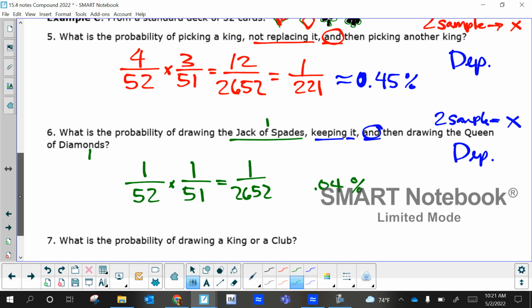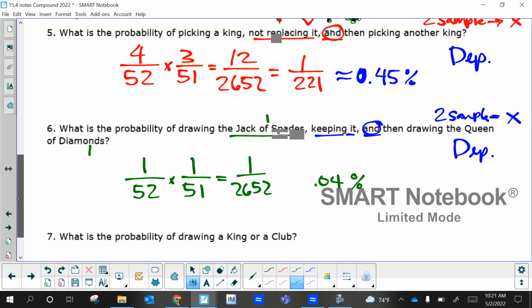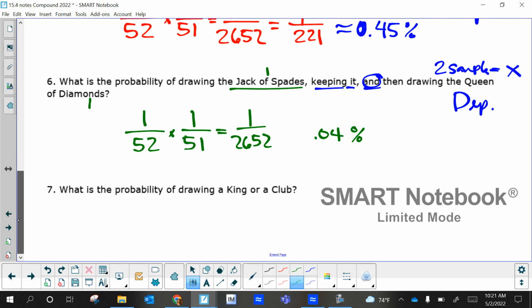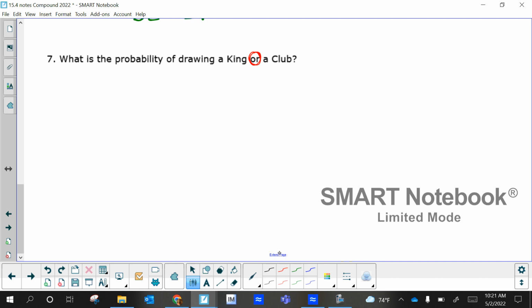So whenever you're dealing with a deck of cards, it's kind of difficult to get a high percentage. Okay, what's the probability of drawing a king or a club? Keyword or. If it's or, that means I'm doing 1 sample, which means I'm adding or subtracting. Which one? Adding. How many kings are there? There are 4 kings out of 52 cards. We're going to add; how many clubs are there? There are 13 clubs. Now the question is, is there an overlap?